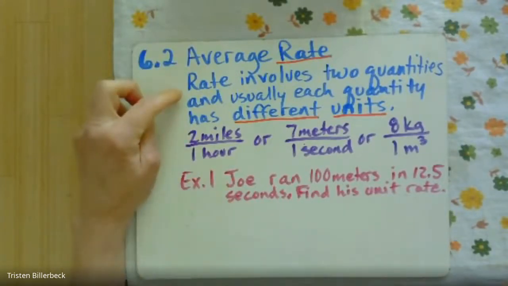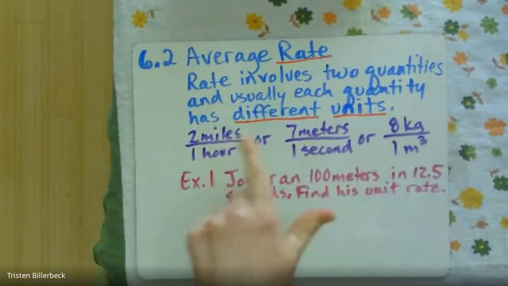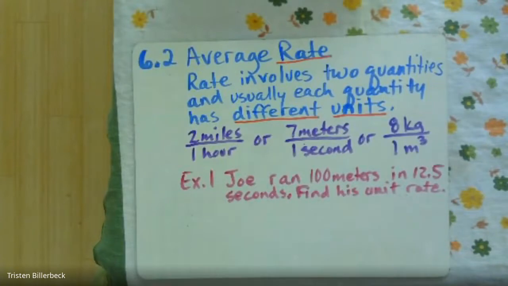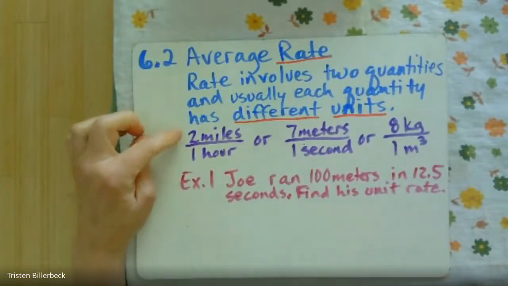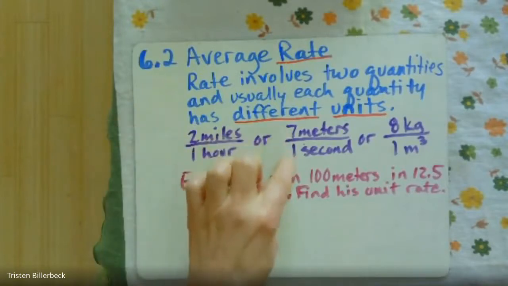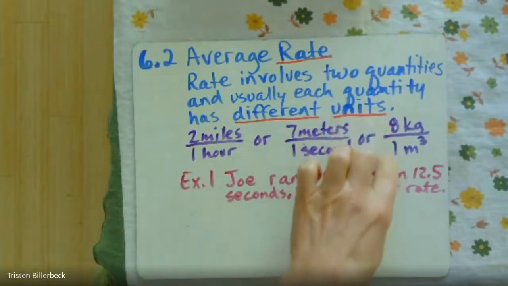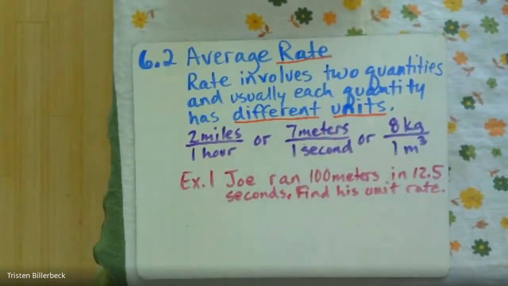We're going to talk about average rate. A rate involves two quantities, and usually each quantity has different units. When we talked about ratio, they had the same units, but this one has different units. So this one could be 2 miles over 1 hour, or 7 meters per 1 second, or 8 kilometers per 1 meter cubed. Those are just examples.